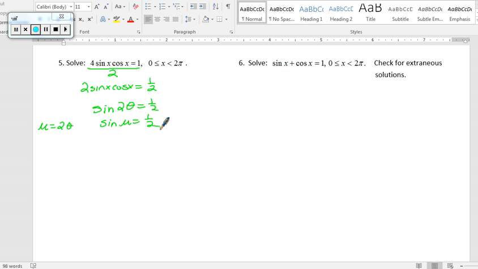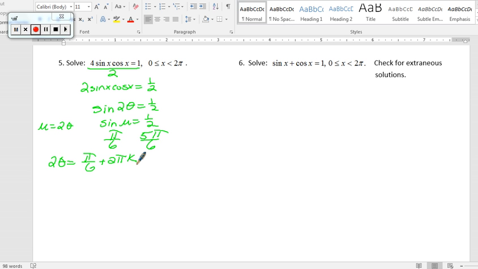So where is that happening? Where is sine of any number positive 1/2? Our two choices are pi over 6 and also 5 pi over 6. But remember, we're not solving for mu, we're solving for 2 theta. So we're going to have to set each of these equal pi over 6 plus, and we put that general term on the end to help us get the actual solutions.